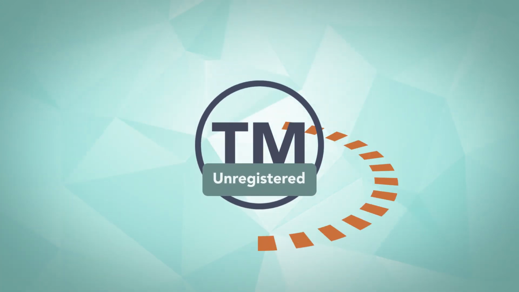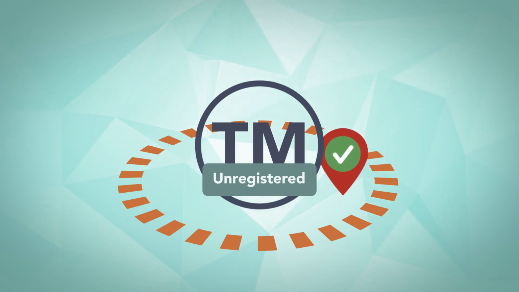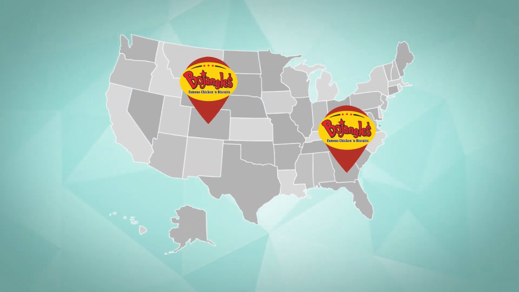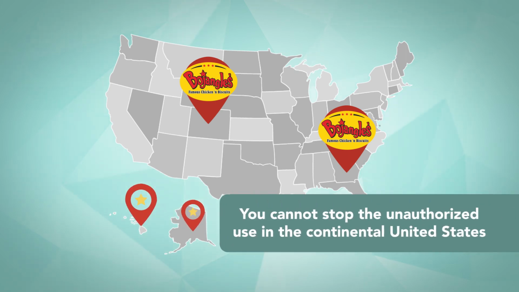However, unregistered marks are only enforceable within geographic regions where the trademark owner is conducting business. Thus, if a restaurant chain is using your unregistered Bojangles mark throughout the U.S., but you only use the mark in Alaska and Hawaii, you cannot stop the unauthorized use in the continental United States.